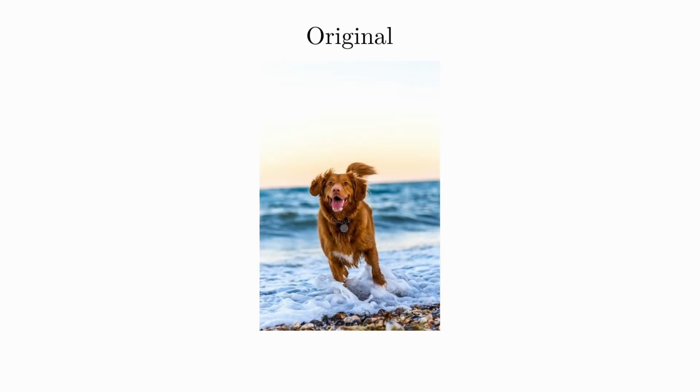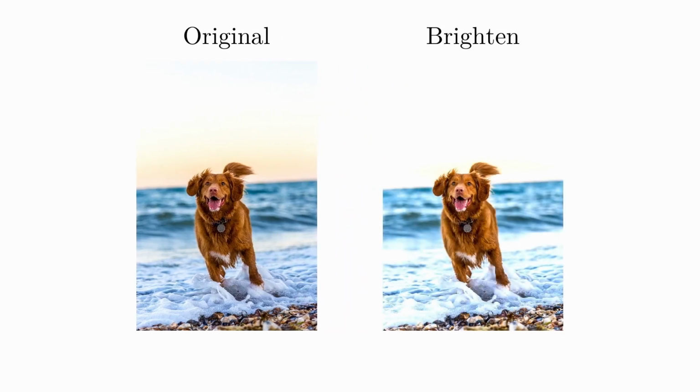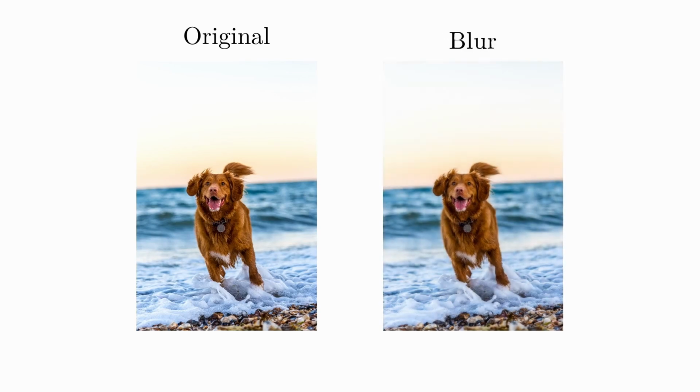Convolution has a lot of possibilities, and everything that you do with a convolution depends on the kernel you use. So with some kernels, you can take an image like this picture of a dog and you can brighten it. It's also possible to darken the image. Other kernels let you blur an image or even sharpen an image.